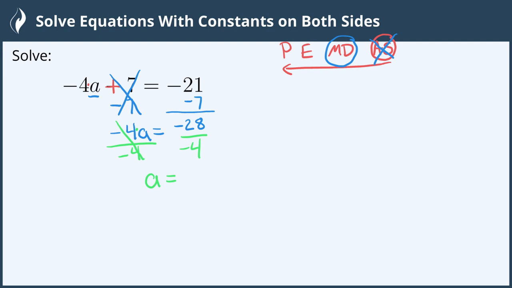And on the right-hand side, a negative divided by a negative is positive. 28 divided by 4 is 7, and so we end up with the answer of a equals 7.